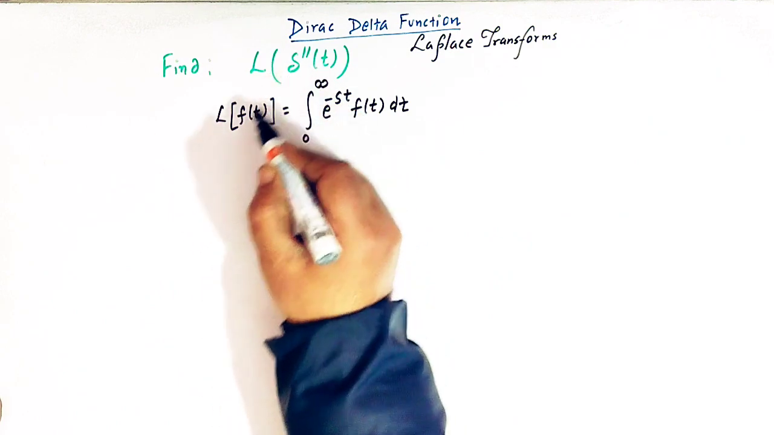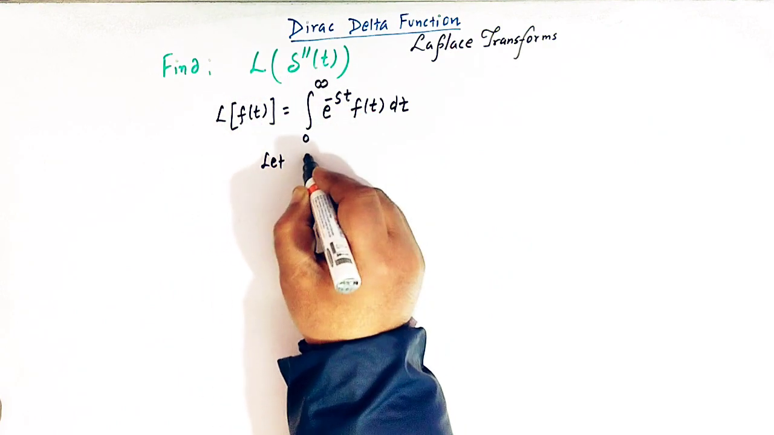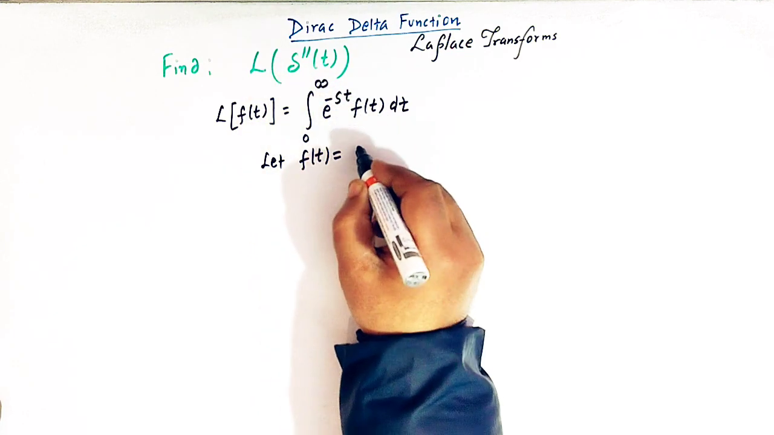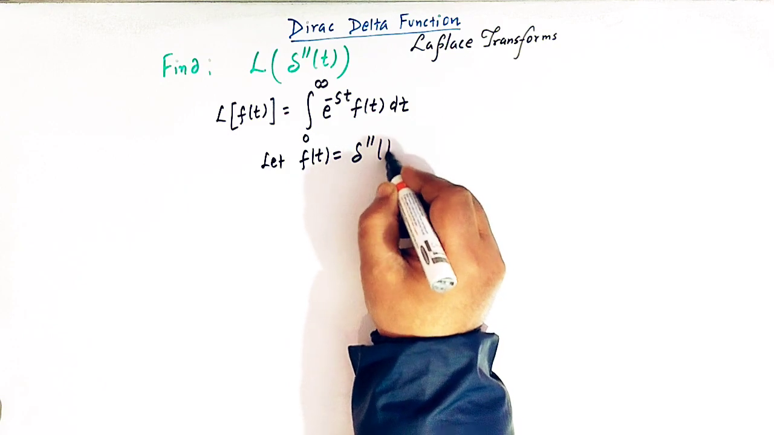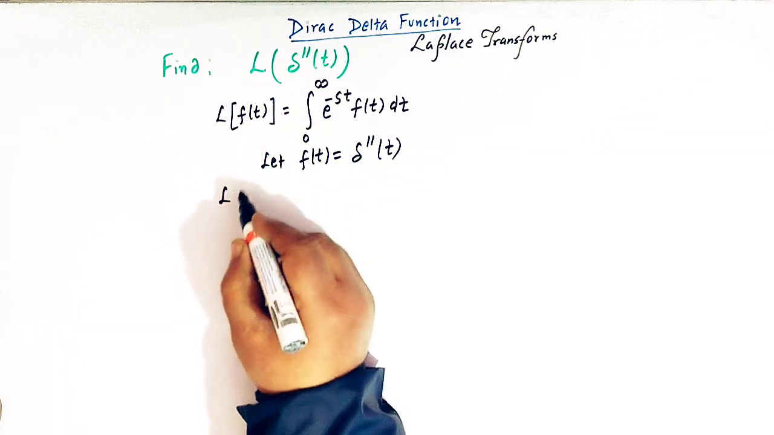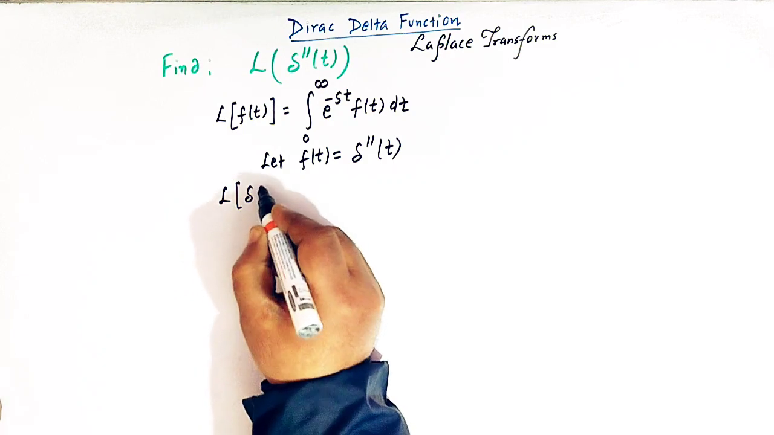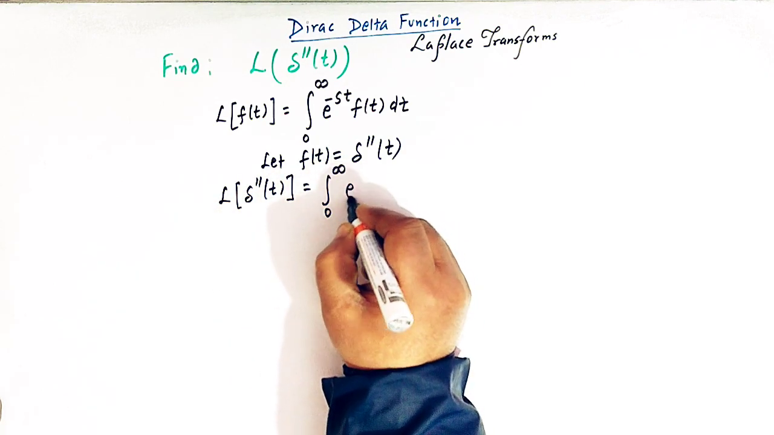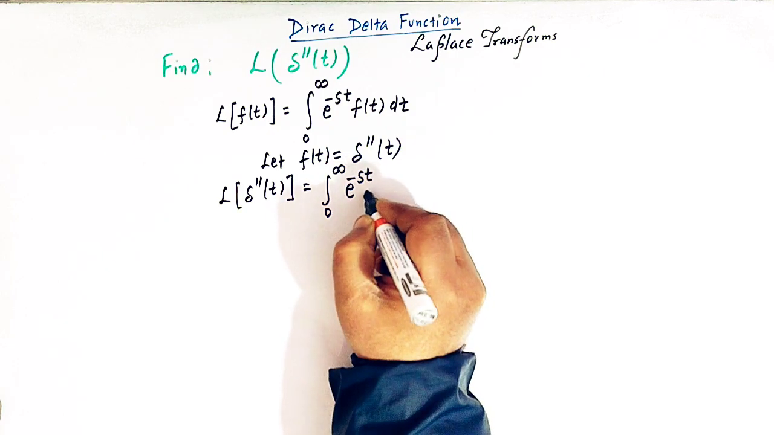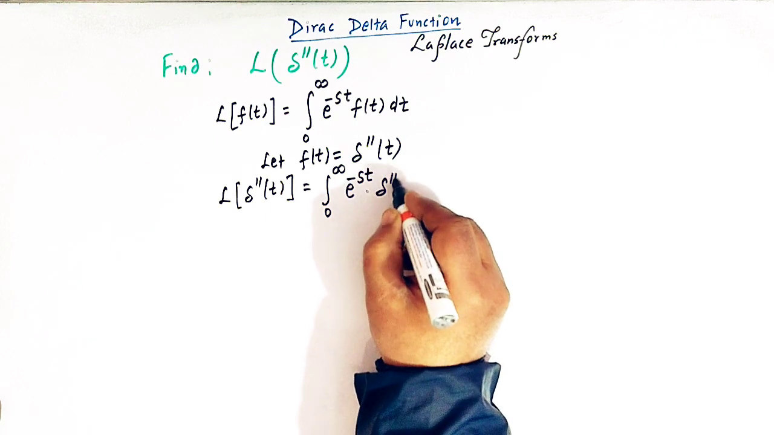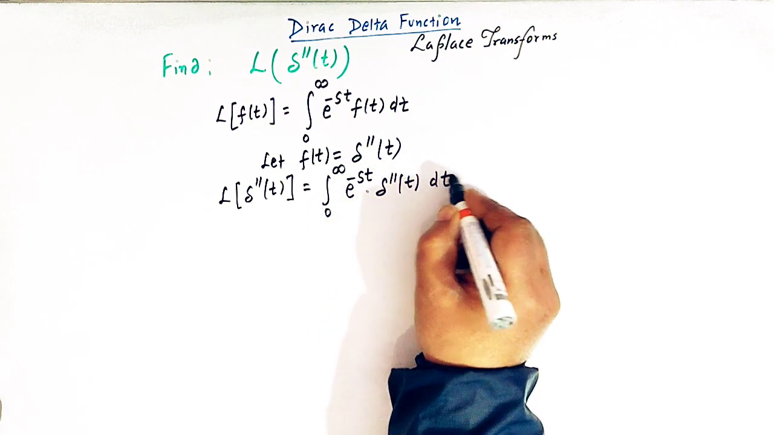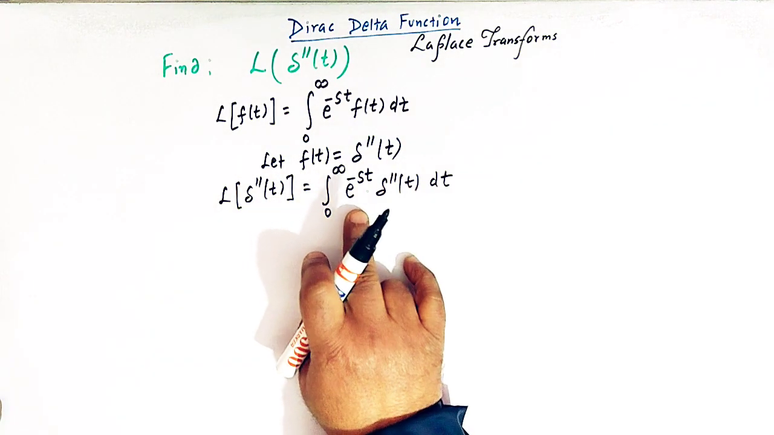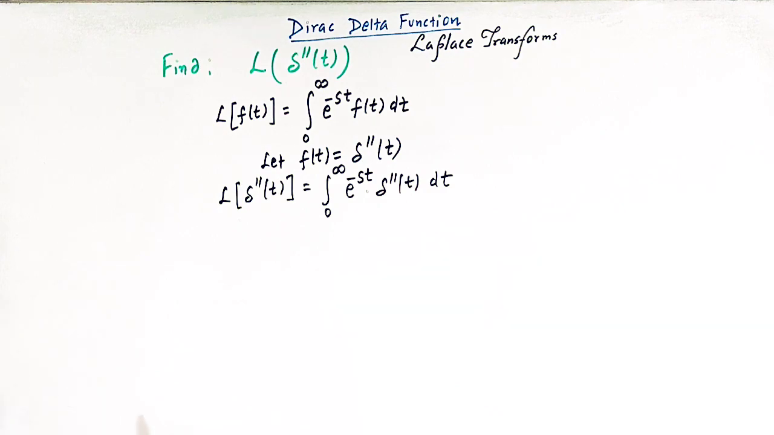So here what we will do, we'll take f of t as the second derivative of Dirac delta function, that is delta double prime of t. So we have now the Laplace transform of the second derivative of Dirac delta function as the integral 0 to infinity, and here we have e raised to minus s times t, and f of t is now delta double prime t, and here we have dt. So to calculate this integral, we have to make use of one important property of Dirac delta function involving the derivatives of delta function.